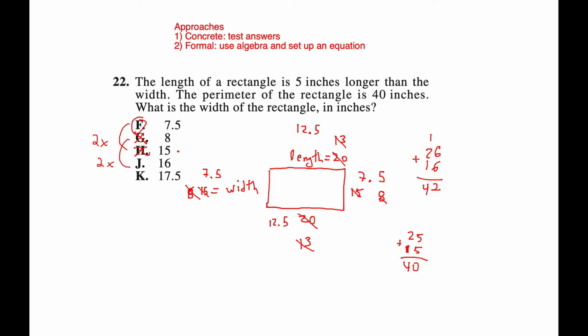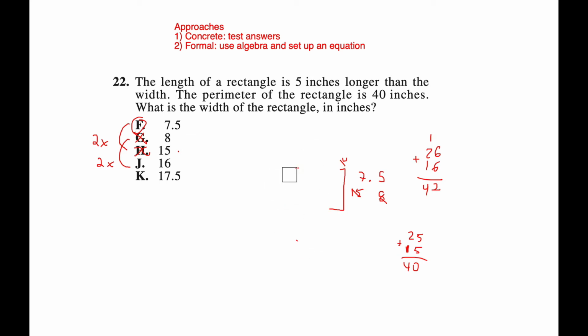I'm going to go ahead and clear this out, and we'll solve it in the more formal way, which, as I mentioned earlier, is to set up some algebraic equations. So we were told in the beginning that the length is 5 inches longer than the width. So we can express that using variables. We can say the length is 5 plus whatever the width is.